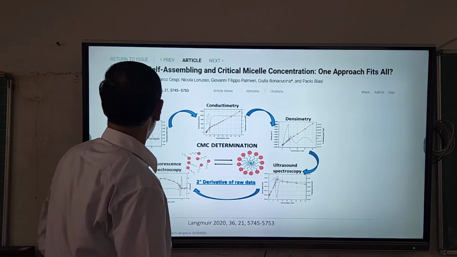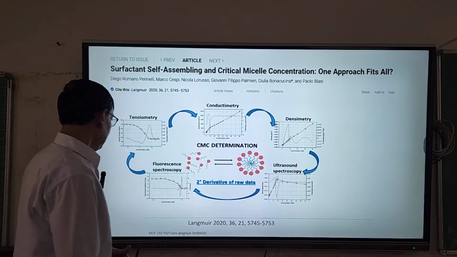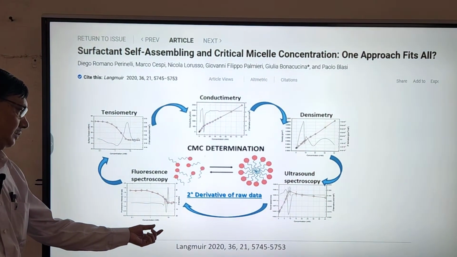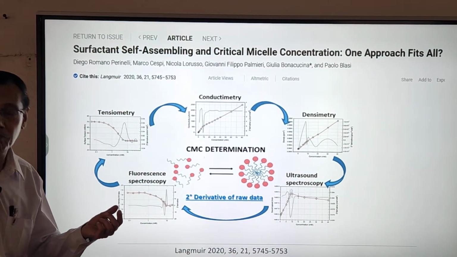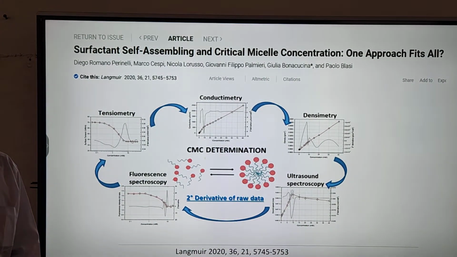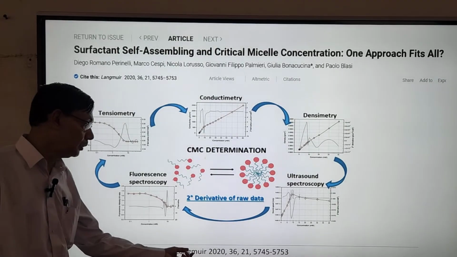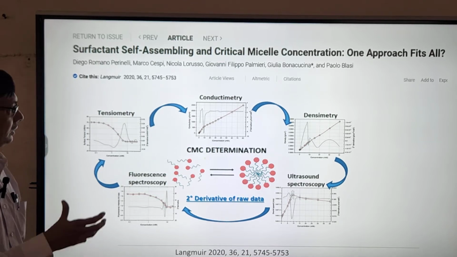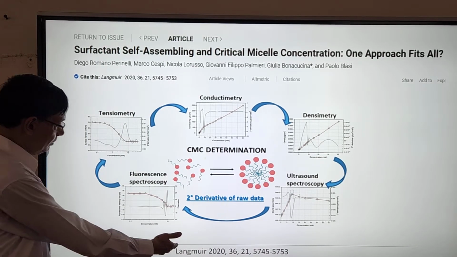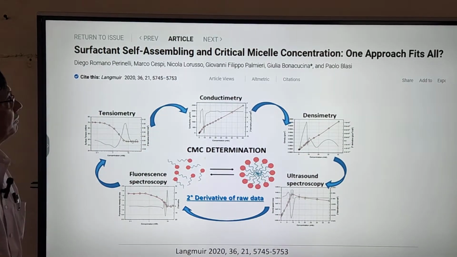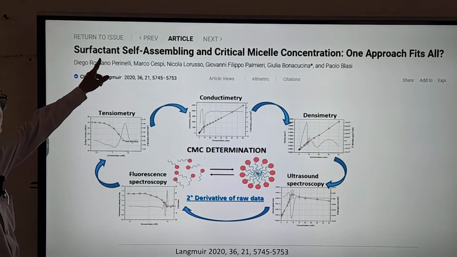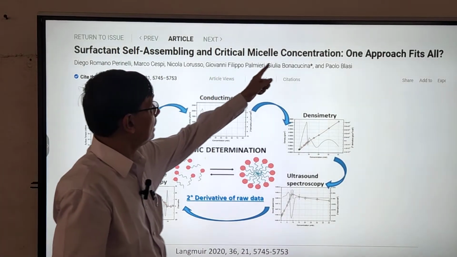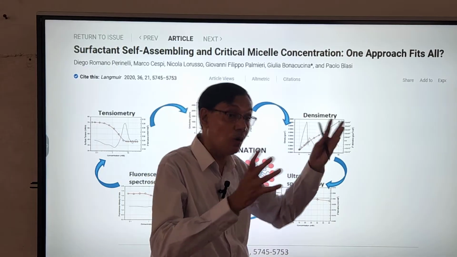So this is a very important research paper I have taken from a very important journal of the American Chemical Society, called Langmuir. This is not my paper, but just for the sake of knowledge, I am taking this diagram from this very important paper. You have seen the title: surfactant self-assembly and critical micelle concentration, one approach fits all.